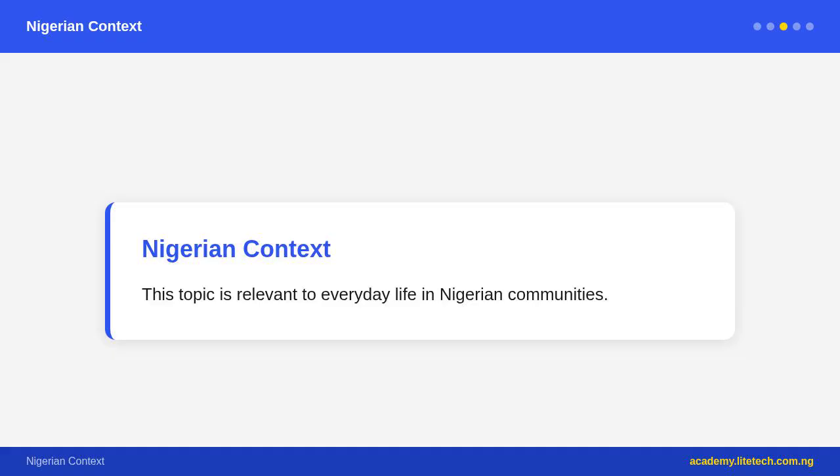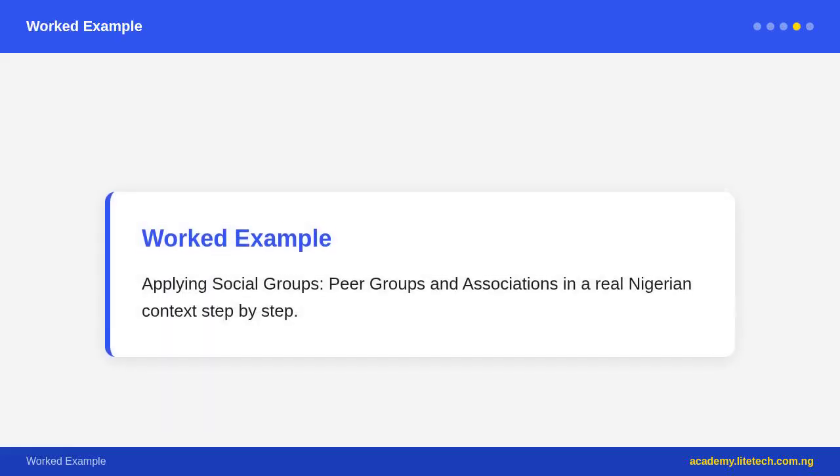Types of associations relevant to Nigerian students and society include students' associations, such as the Students' Representative Council or Students' Union at secondary and tertiary level. These give students a voice in school governance, organize events, and develop leadership skills.